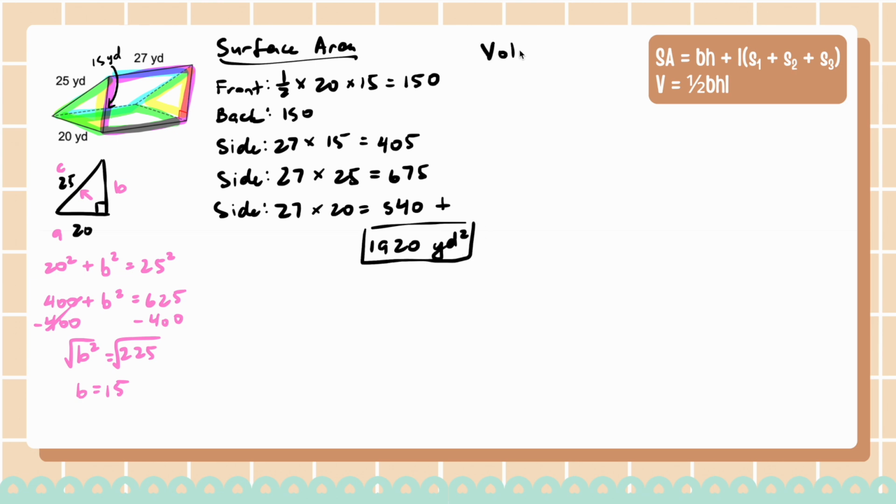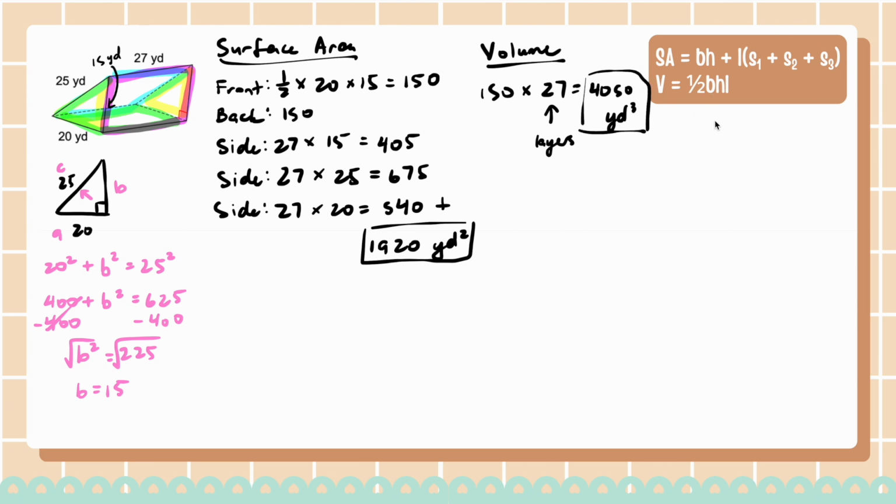All right, moving on to volume. So for the volume, I'm going to take the area of one of my triangular bases, which in this case is either the front or the back. So it's 150. And I'm going to multiply that by how many layers I have of that triangle. So in this case, I have 27 of those layers. So I'm going to multiply it by 27. So again, this is the number of layers I have. This gets me a total of 4,050. And my units are going to be yards cubed. And that's my total volume.